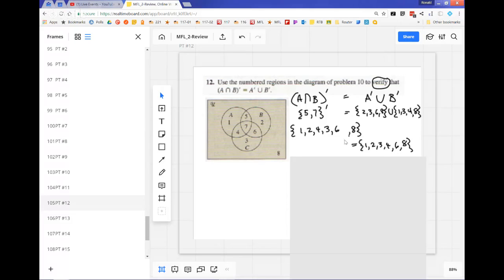Now, are those two answers equal? Yes, because they have the same contents. Problem done. Okay, that makes more sense. So that shows that this really does work because you come up with the same results.